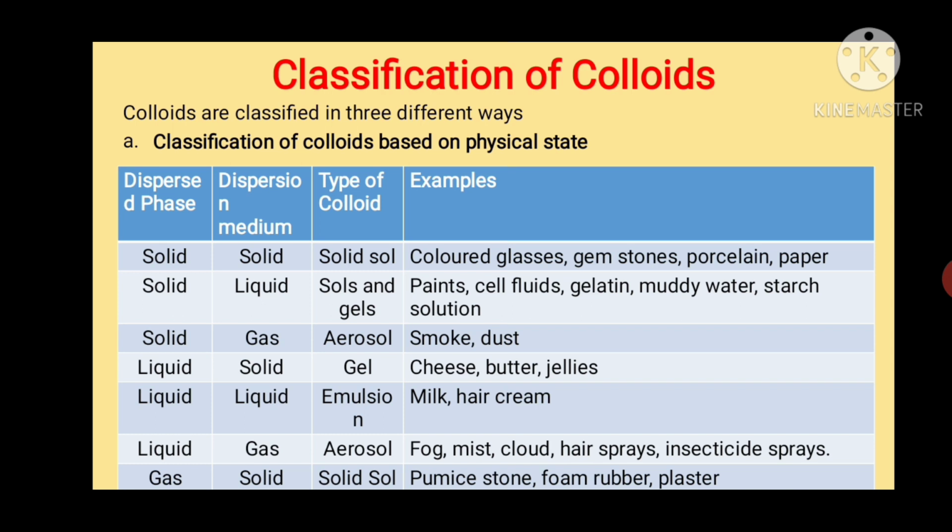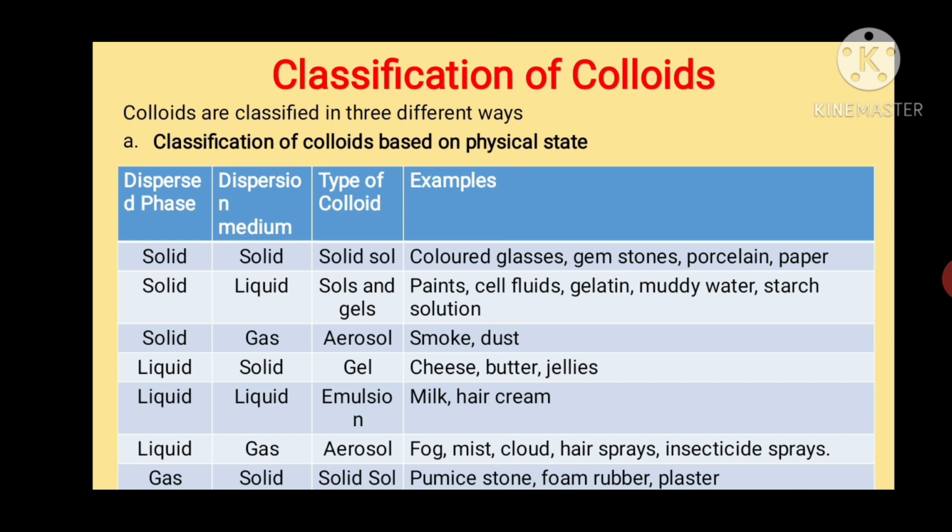When dispersed phase, solid. Dispersion medium, liquid. Then type of colloid, sols and gels. For example, paints, cell fluids, starch solution. When dispersed phase, solid. Dispersion medium, gas. Type of colloid, aerosol. Example of smoke and dust.